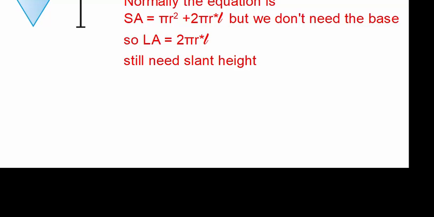There are times I'm not being asked for the entire thing. Sometimes you're asked for what is called the lateral area. Lateral area is the cone, not the base. So in that, I know the equation, it's got this, but I don't need the base. So what I do is I get rid of this guy here, and this is the only part that I need. It is called the lateral area, so sometimes we use LA instead of SA.